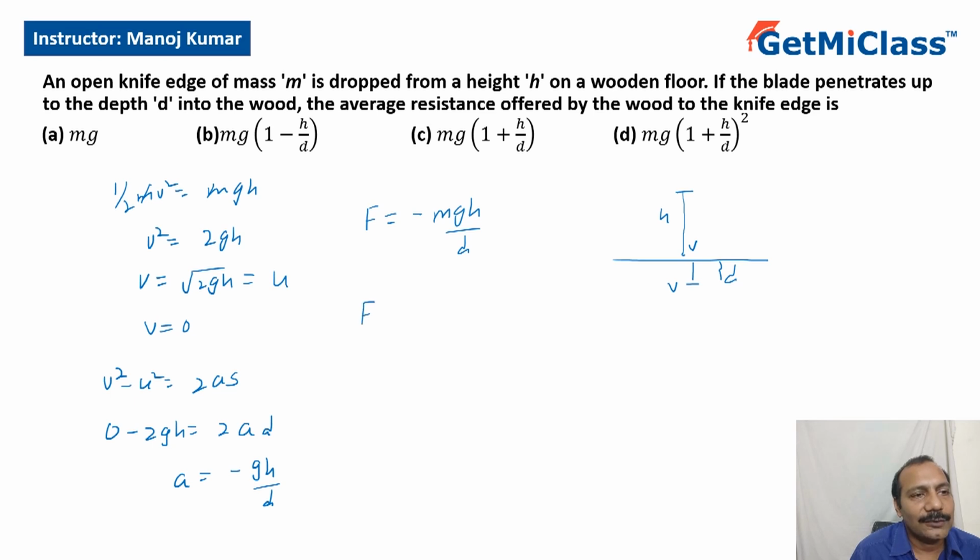So the net force experienced would be equal to mg into h by d plus mg. That will be equal to mg into 1 plus h by d. So the magnitude of the net force offered by the wood, or the resistance force offered by the wood, would be mg, that is weight, times 1 plus h by d.